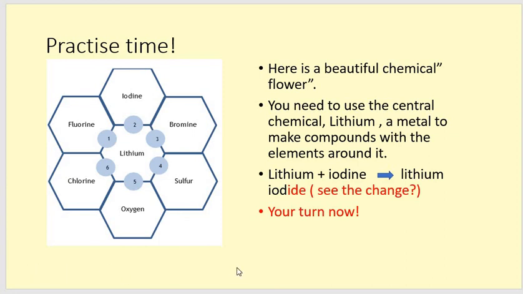So being very kind, I have done the first one for you. Lithium plus iodine becomes lithium iodide. Can you see the change at the ending there? IDE. That needs to be there for this to be correct. Your turn now. Write out the first one as a model. You don't need to see the change, that's to help you think. Then work your way around the flower.